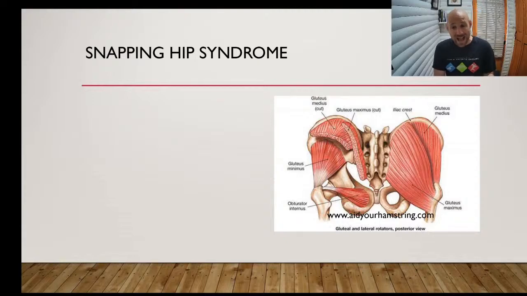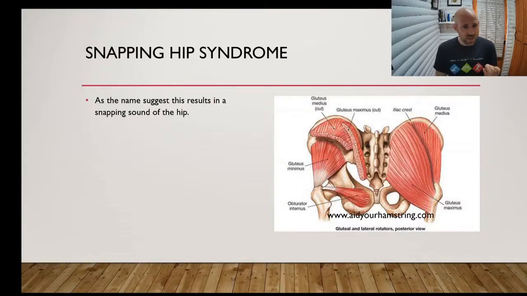Snapping hip syndrome, again, very similar. I've mentioned that we've got these muscles running out to that hip bone, that greater trochanter. Now, it's as the name suggests, without being as dramatic as the name suggests. So what's happening here when we get a snapping hip syndrome? Now, we'll know about snapping hip syndrome because you may hear an audible click or noise at the hip joint. And what that is, is a tight muscle structure passing over those bony prominences.